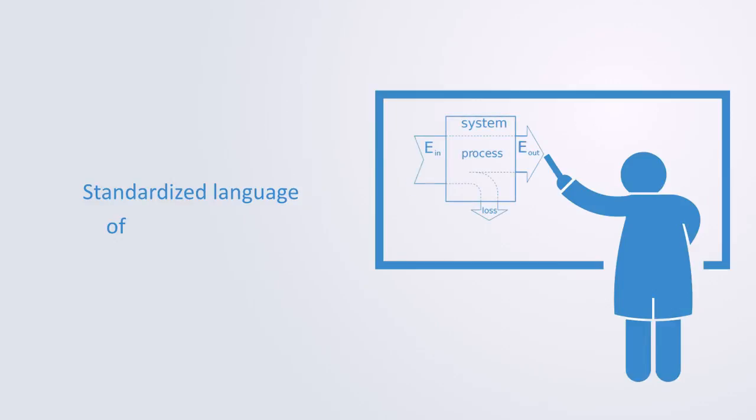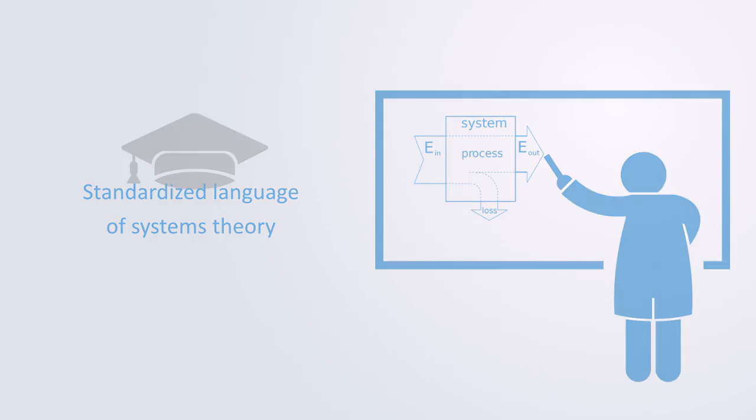Secondly, the aim is to provide you with the standardized language of systems theory through which you will be able to describe and model systems of all kinds in a more coherent fashion, whilst also being able to effectively communicate this to others. The course is broken down into four main areas.